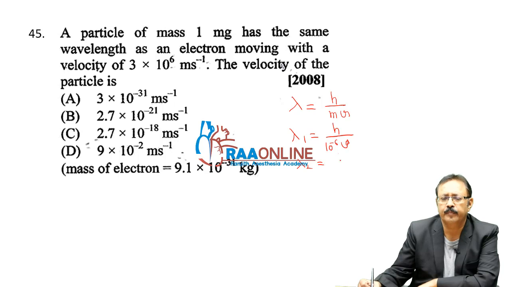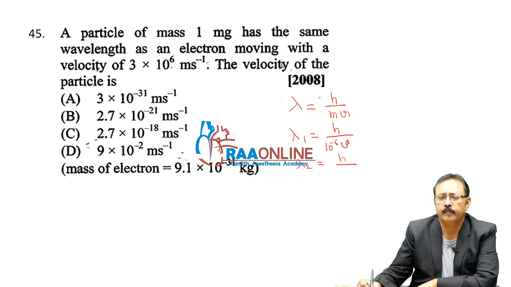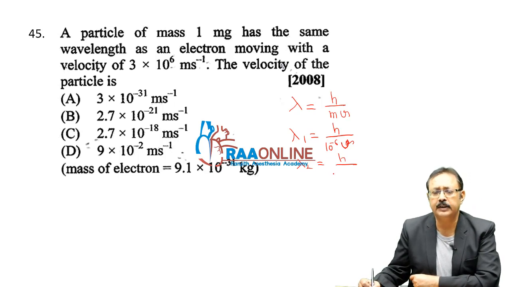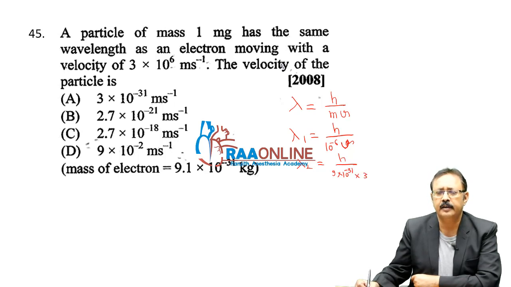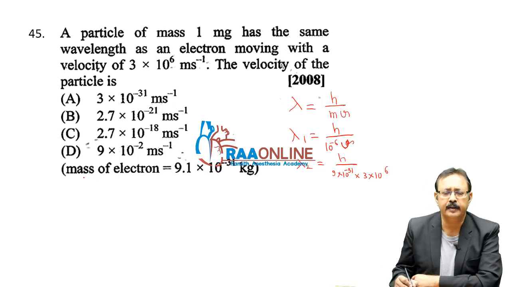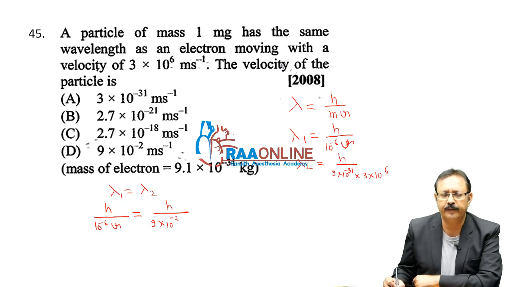Particle 2, velocity I took this. Electron, mass of electron is nearly 9 into 10 to the power minus 31 kg and velocity is 3 into 10 to the power 6. What they are saying? Lambda 1 is equal to lambda 2. Mass was given, so we should take 9.1. So what is given now? h upon 10 to the power minus 6 V should be equal to h upon 9 into 10 to the power minus 31 into 3 into 10 to the power 6, which is 10 to the power minus 25 into 3.